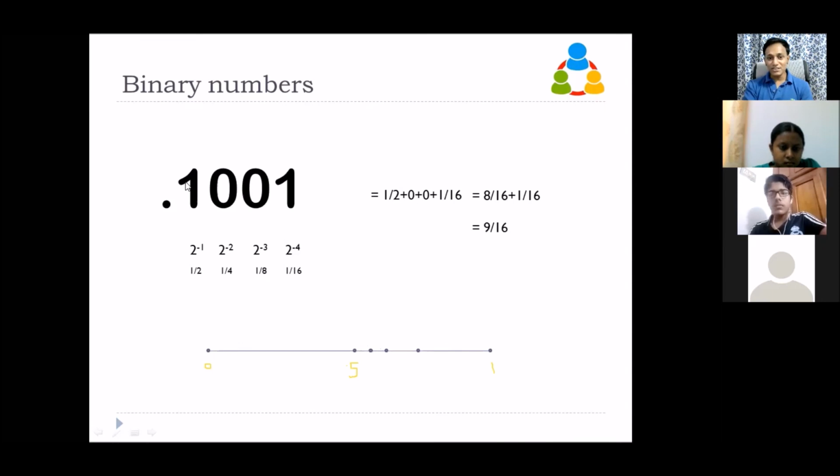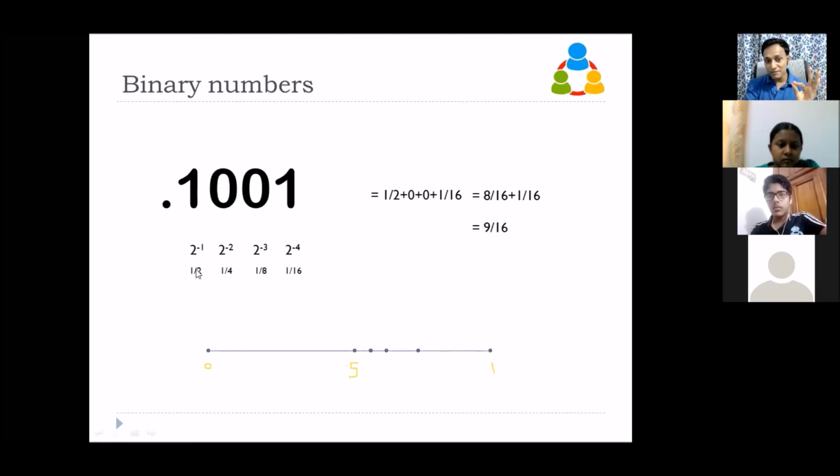With the first digit, we will know approximately which half it falls on. With the second digit, our accuracy improves to 0.25. With the third digit, our accuracy improves to 0.125. Just like in our decimal system, if you tell 10.5, we know between 10 and 11, it is at the center. If you tell 10.57, we know it is between 10.5 and 10.6. So with each decimal, we are improving the accuracy by 1 by 10, 1 by 100, 1 by 1000, 1 by 10,000. Here also we are improving the accuracy.